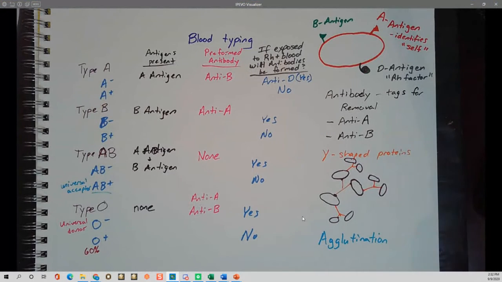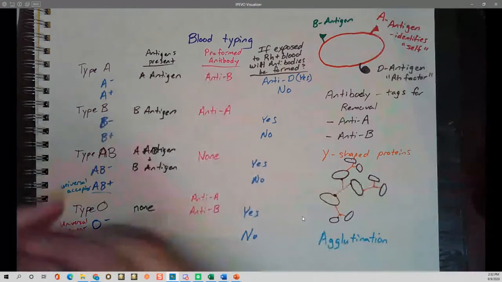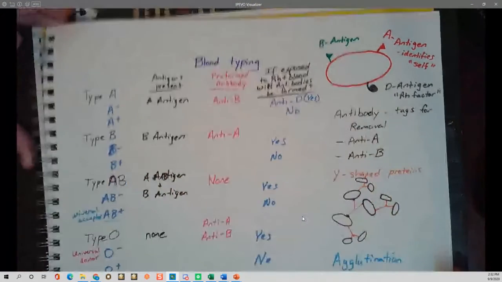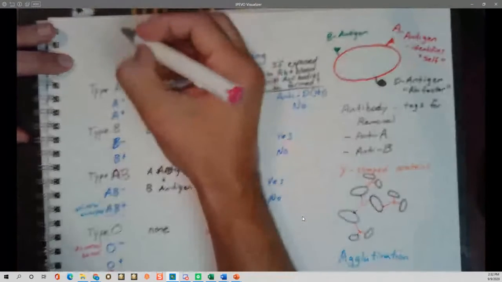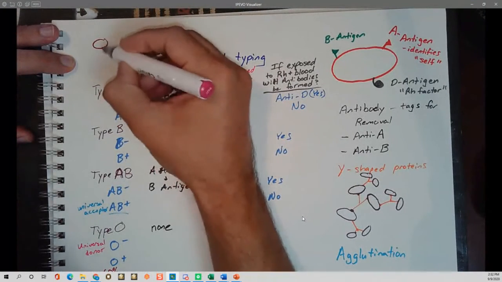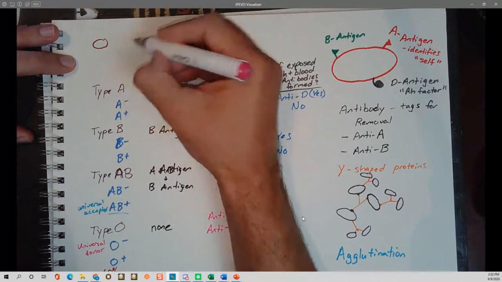If you are a mama bear, or a mama human, of course. I like to say mama bears because mama bears are awesome. If you are a mama bear, you're passing on your blood type to your offspring.